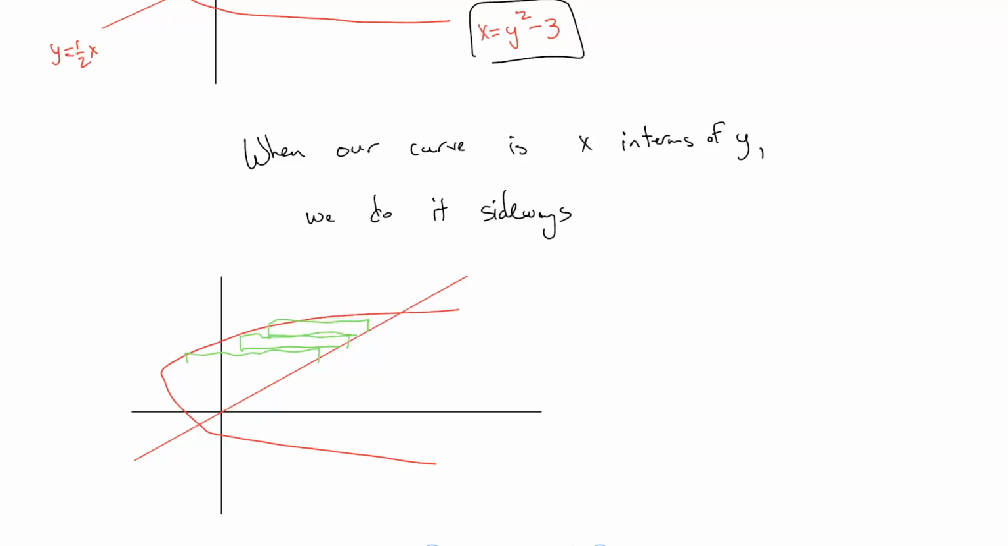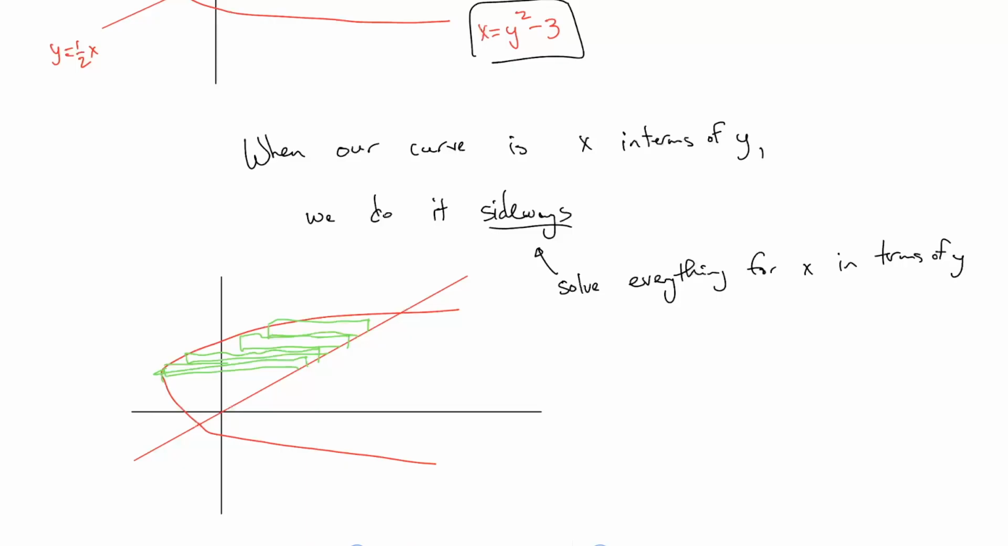Every rectangle goes from the line. Sorry, I'm having a hard time drawing horizontal lines. But every rectangle goes from the line back up to the parabola, right? So actually this is going to work just fine. So what we have to do to actually work out the details here, sideways means solve everything for x in terms of y.